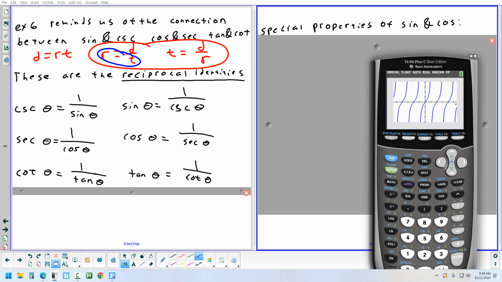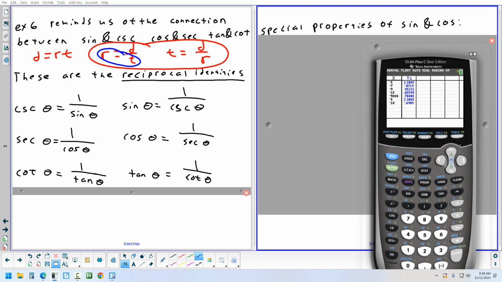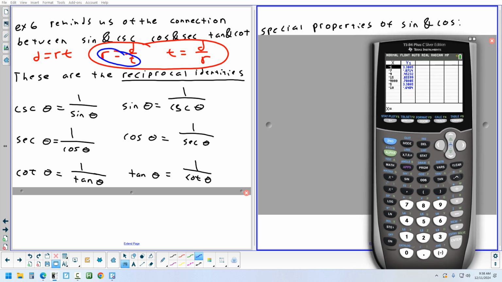You get an asymptote. So that's why if you go to your table and you try to type in like pi over 2, you get an error because that's 90 and that's an asymptote. I had to type pi over 2 because I'm in radians. If I was in degrees, I could have typed 90.